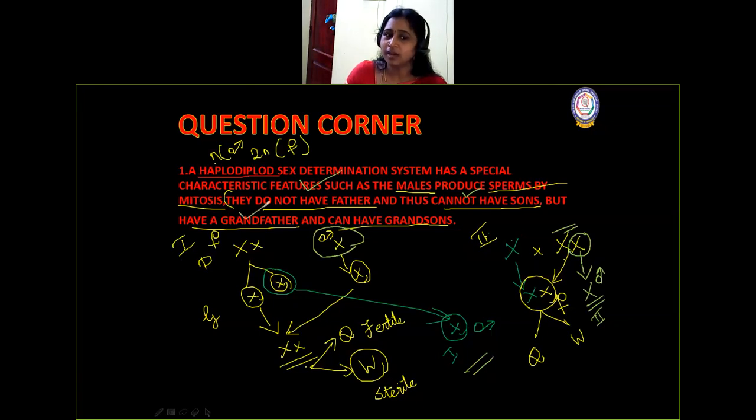And now they have a grandson. Check this grandfather now. Go back, and this grandfather's sperm fuses with the egg here. Then from here it is fertilizing, and so here is a grandson. So hence it is verified. They have a grandfather, they can have a grandson, but no father, no son. A very simple answer, right? We'll move to the next one.